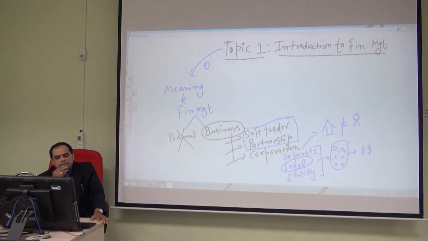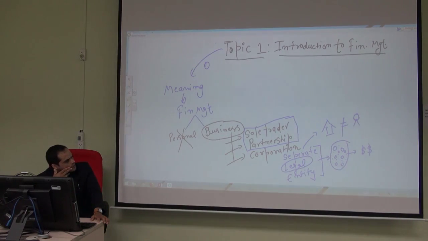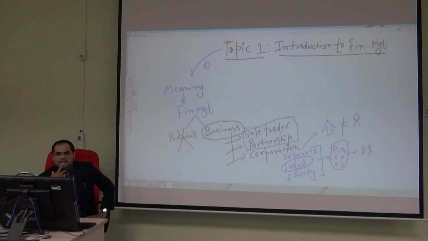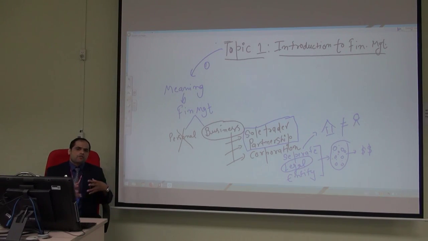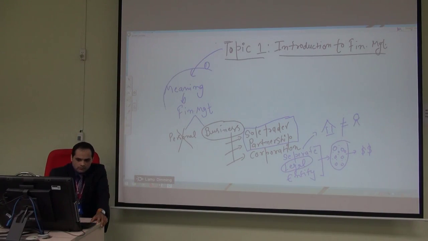Of course, apart from the meaning, we have some advantages and disadvantages of sole trader, partnership, and corporation. Here we're not going to go into detail on them. All these advantages and disadvantages have been covered in your teaching. So you can have a look at your slides and your textbook to learn about the advantages and disadvantages of different kinds of businesses. Right. So that's all about the meaning and types of business.